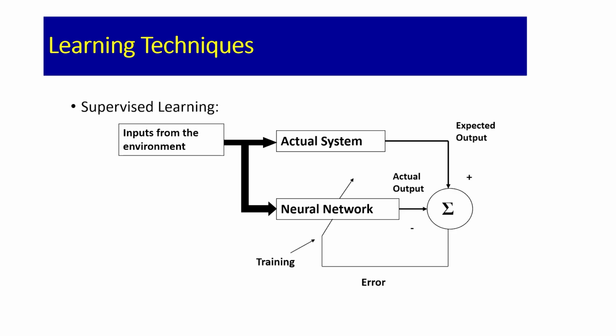So, how does this ANN do the learning? It is supervised learning. Inputs are taken from the environment and fed to the actual system, as well as fed to the neural network. Then you detect the difference between the actual system and the neural network, and that is your error. The idea of any machine learning or deep learning algorithm is to make the error as small as possible, but how can we do that? Error analysis will help you understand that.